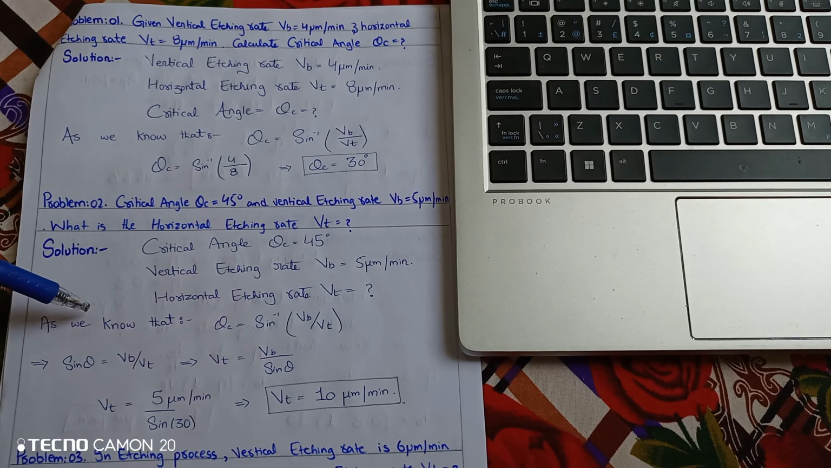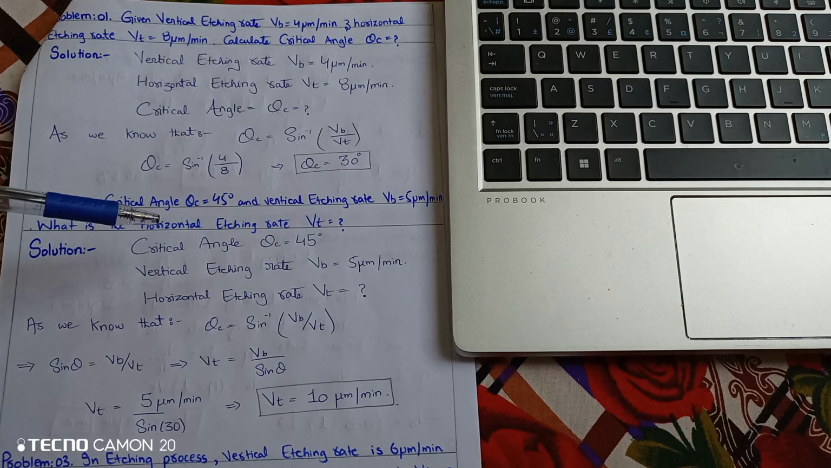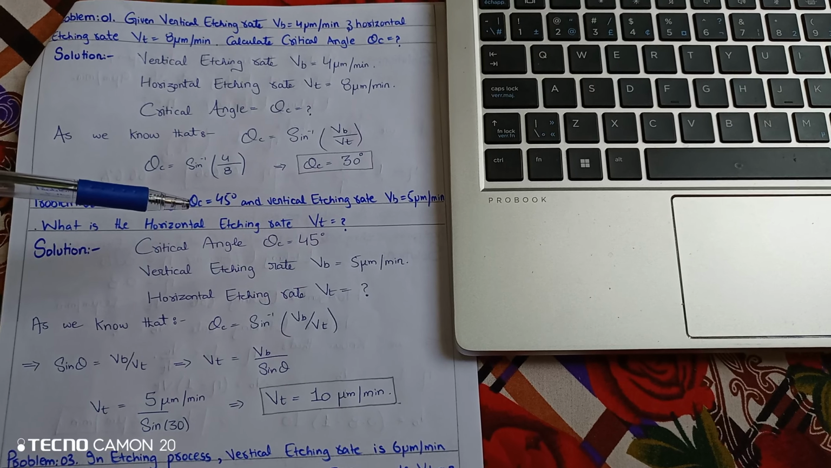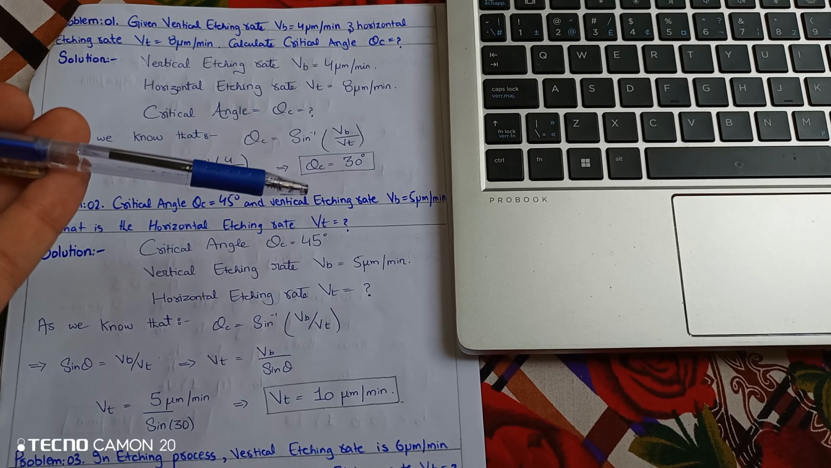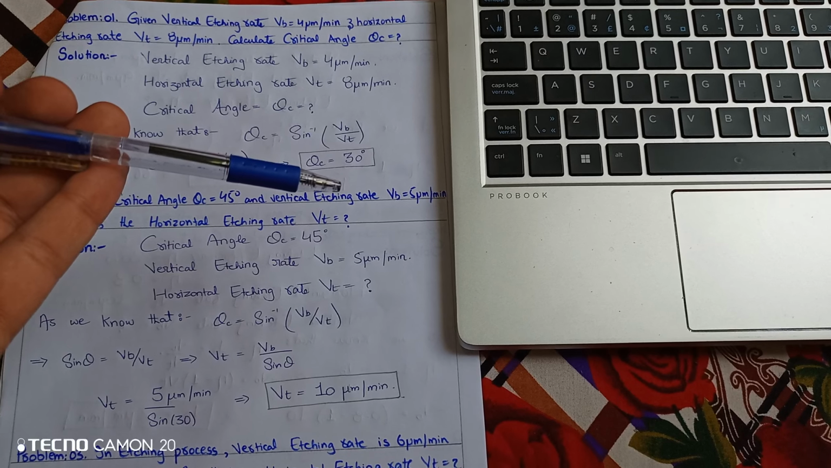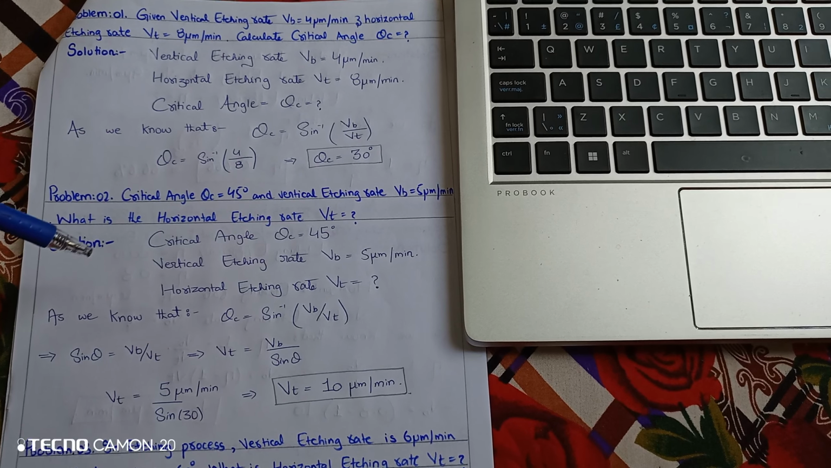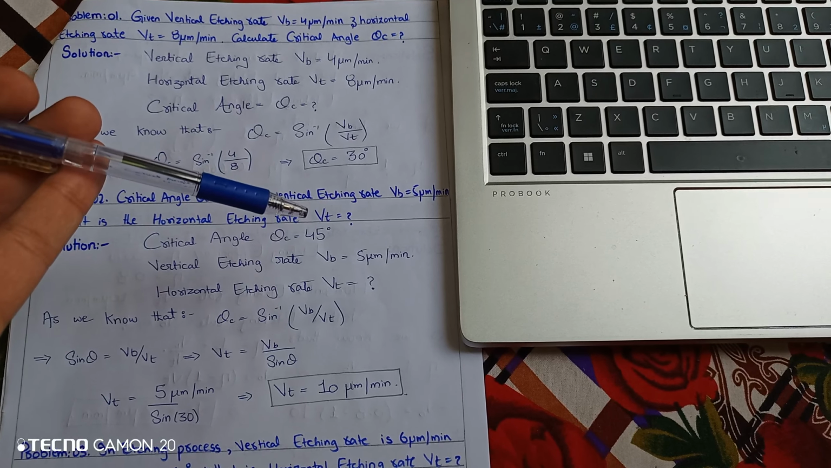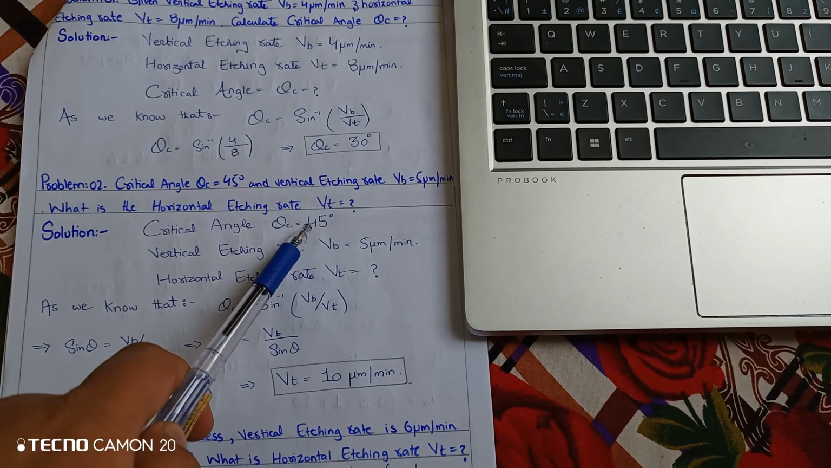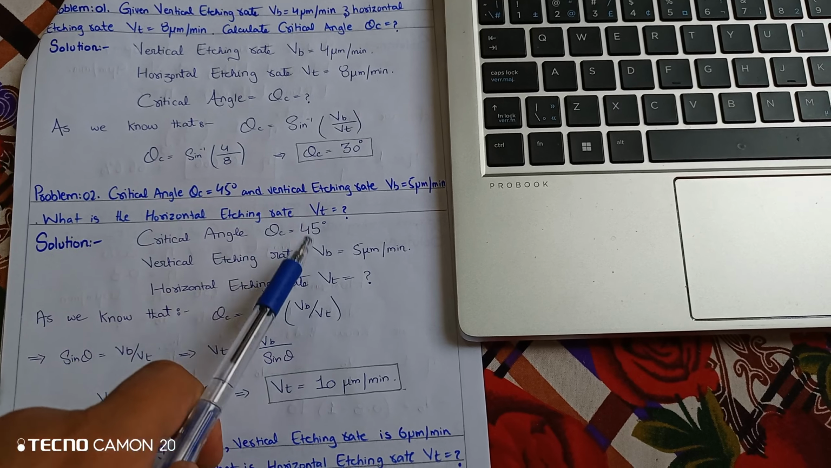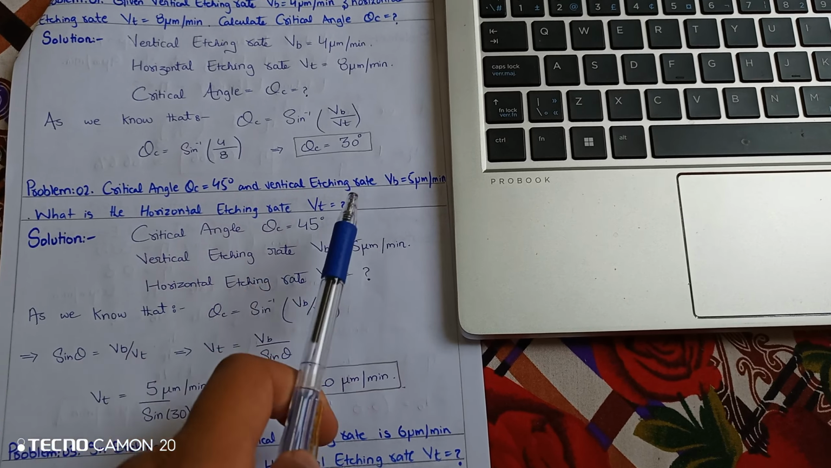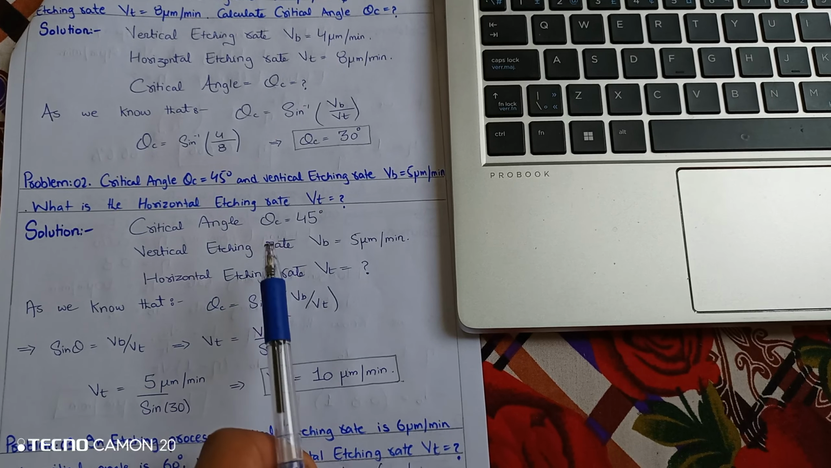The second problem says that the critical angle theta c of an etching process is measured to be 45 degree, and the vertical etching rate VB equals 5 micrometer per minute. What is the horizontal etching rate? Meaning you have to find VT. So same procedure. The critical angle is given, now 45 degree. The vertical etching rate is also mentioned, VB equals 5 micrometer per minute, which is here. You have to find the horizontal etching rate VT.